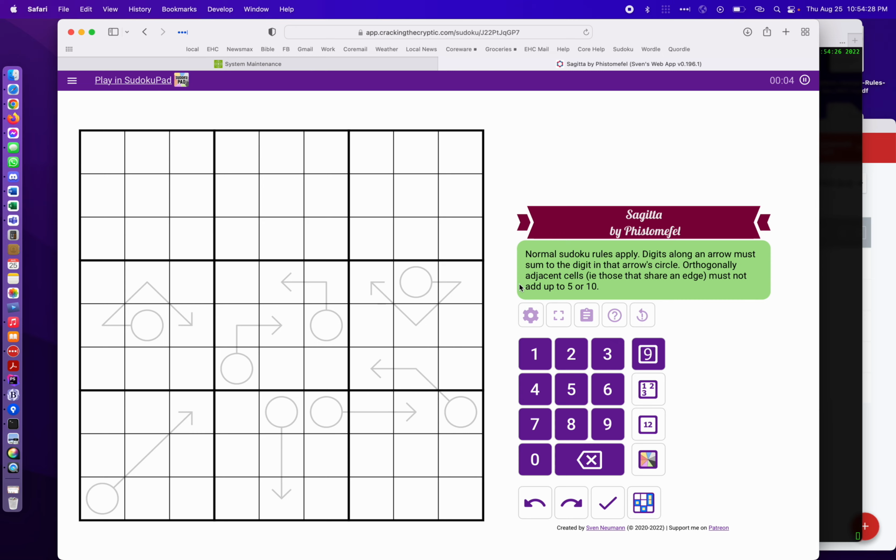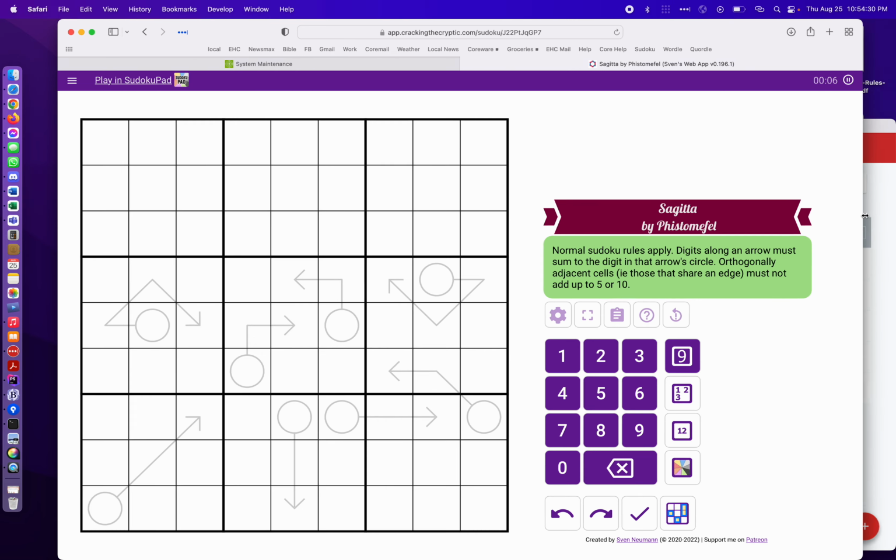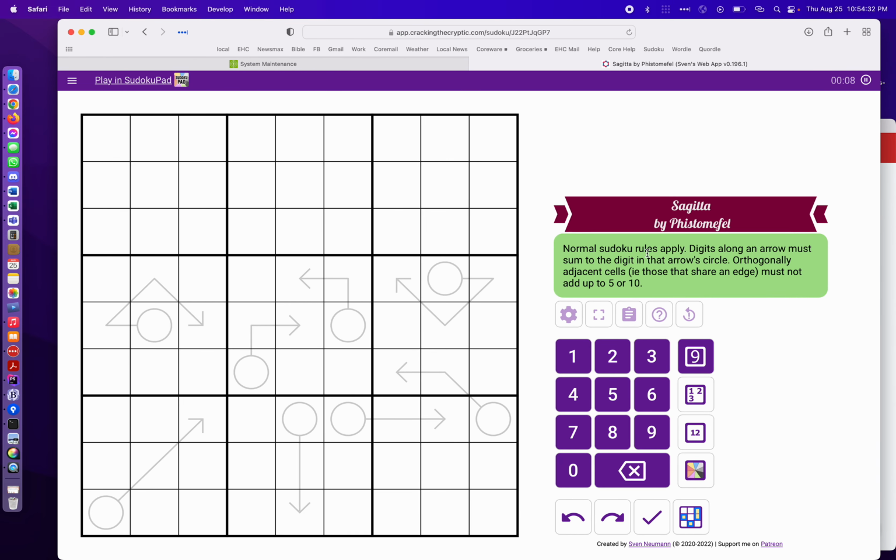This is one of the best Sudoku puzzles I've done in quite a while. So the rules are normal Sudoku rules apply. Digits along an arrow must sum to the digit in the arrow's circle. So if this was an 8, these would have to be, say, 3 and 5, or it could be 7 and 1, or 6 and 2 or something like that.